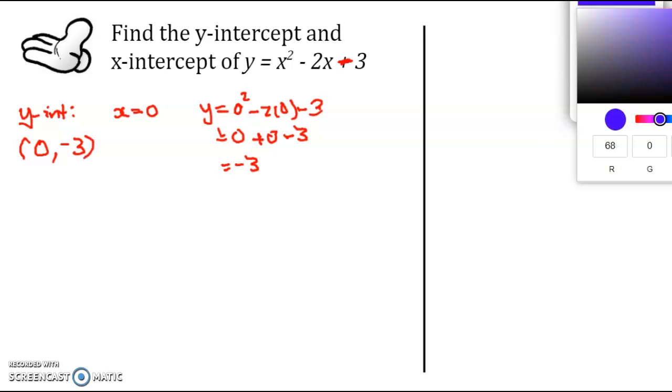Now let's deal with the x-intercept. The first thing we need to do is set the expression equal to 0, because y is always going to be 0 for the x-intercept. So that means I am going to say x squared minus 2x minus 3 is equal to 0. Instead of y, I am going to put 0, and I am going to factor the left-hand side.